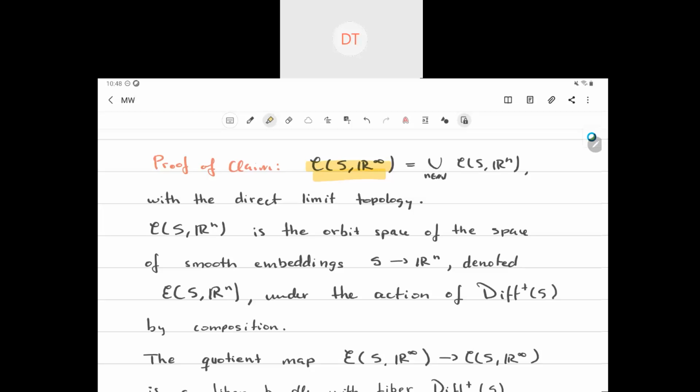Okay. And this union, and here we have inclusion maps. So really, we're thinking of C(S, R^∞) as a direct limit. So the topology that it has, I said before it's a space, I'm not really going to use topology. The topology that it has is the direct limit topology.